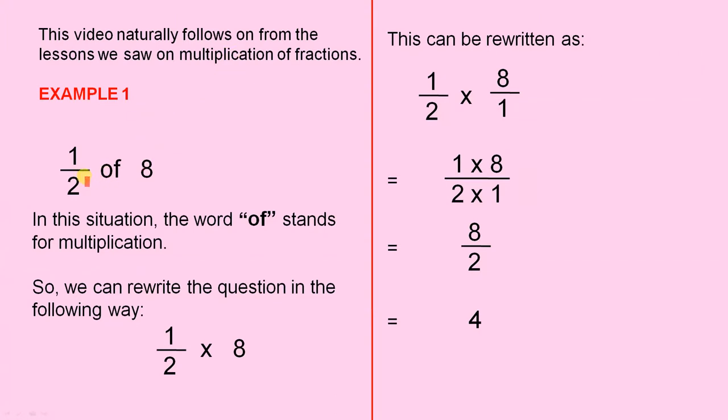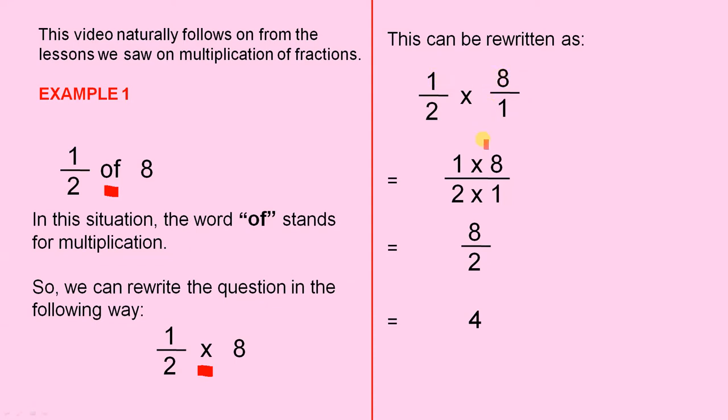Example 1. A half of 8. So that's the fraction of a quantity. In this situation, the word of stands for multiplication. So, we can rewrite the question in the following way. A half times 8, because of stands for multiplication. This can be rewritten as a half times 8 over 1, because we want it to look like a fraction times a fraction. That way we can follow the simple rules that we learned earlier.